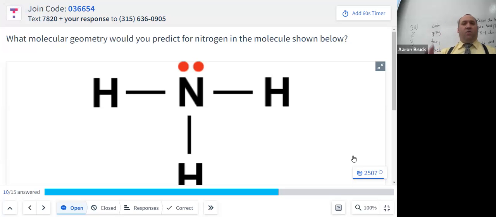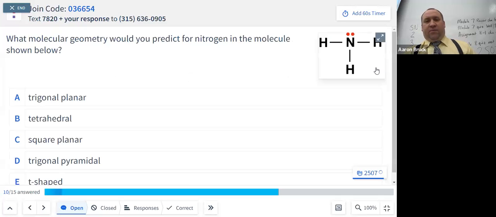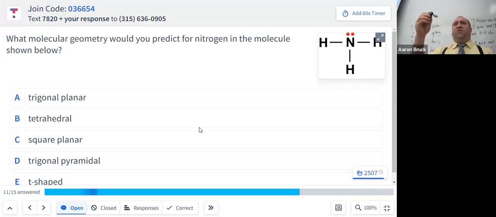So if you have the model kit in front of you, you could recreate this. Take your tetrahedral and you pop off one of those bonds to represent the lone pair of electrons. The question is, what is left when you do that? What's left is you've got a pyramid with a triangle-shaped base, trigonal pyramidal. So letter D here.